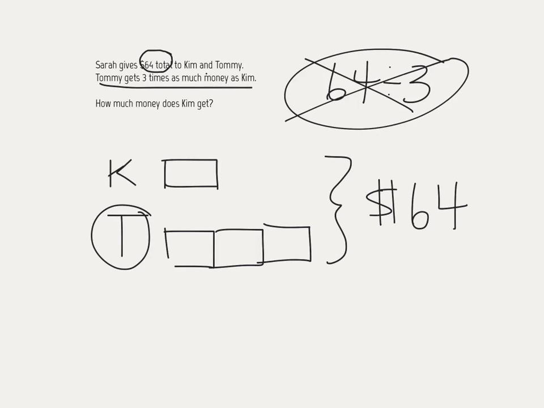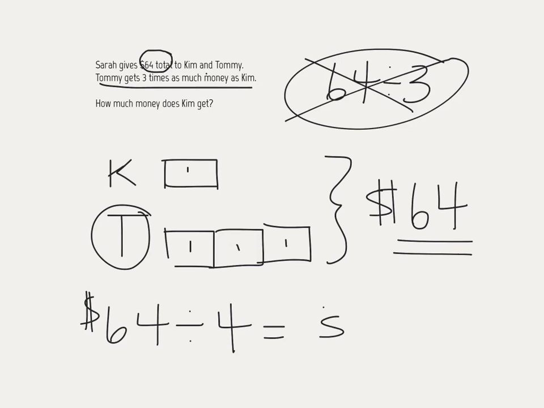And now when we take a look at this, we know that that $64 is being split into 4 units. 1 for Kim, and then the 3 for Tommy. So we take our $64 and divide it by 4. And then we get $16. So $16 is how much is for 1 unit. So we have Kim here gets $16.